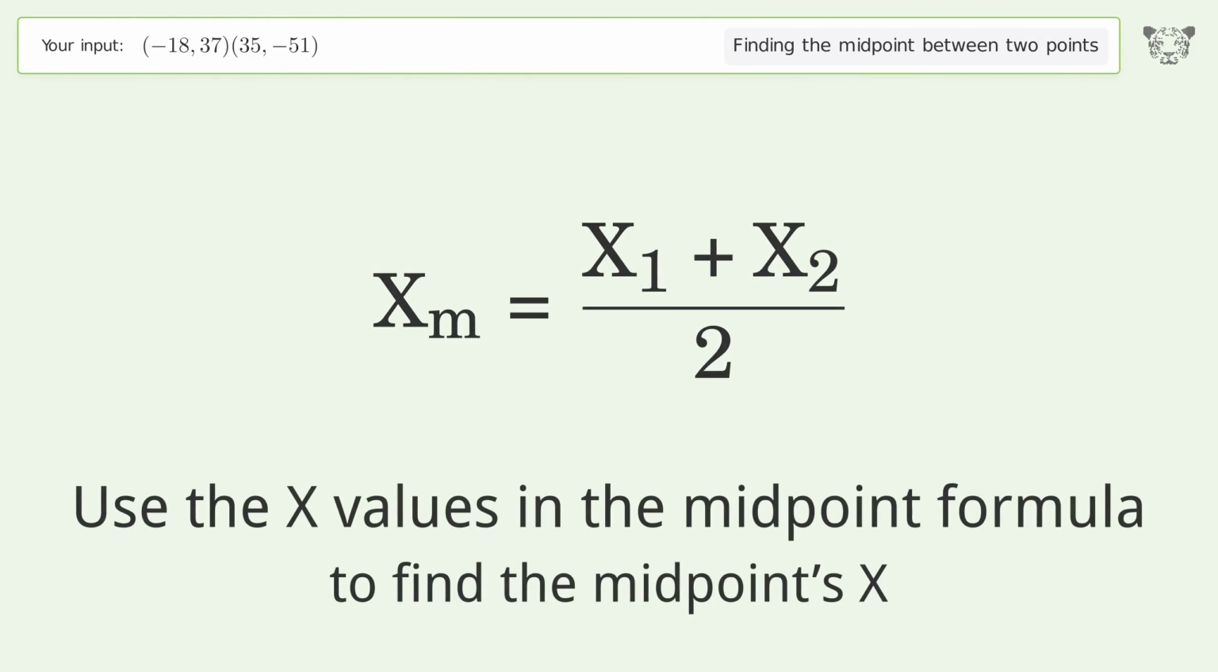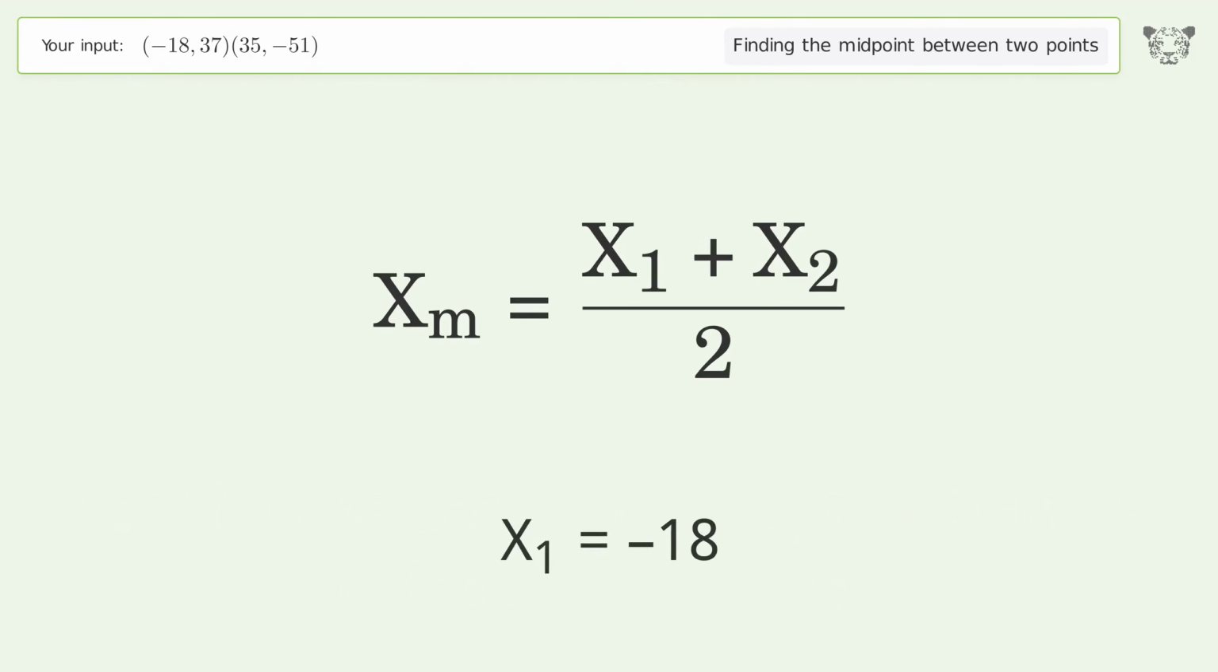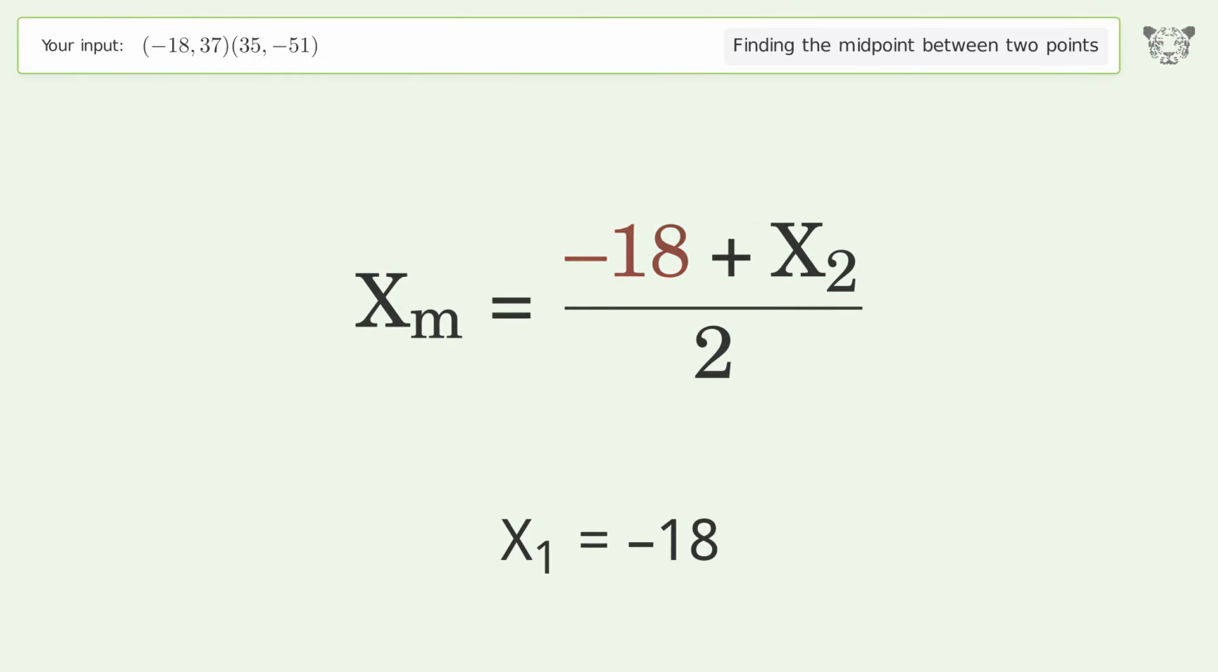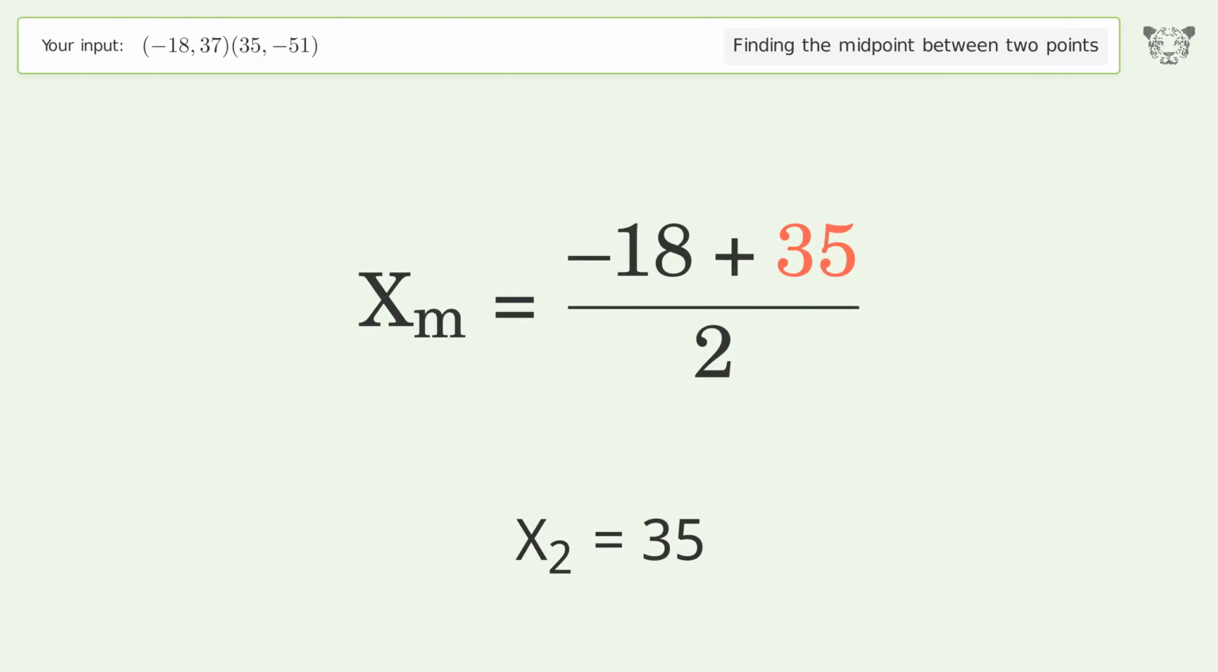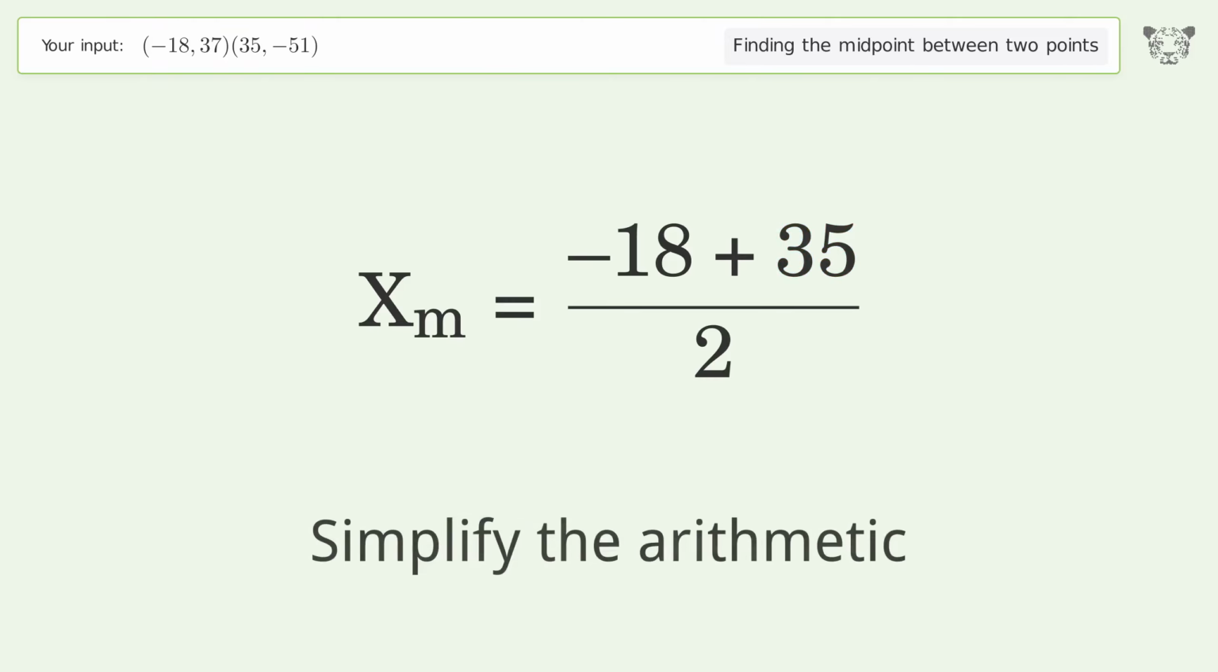Use the x values in the midpoint formula to find the midpoint's x. x1 equals -18. x2 equals 35. Simplify the arithmetic.